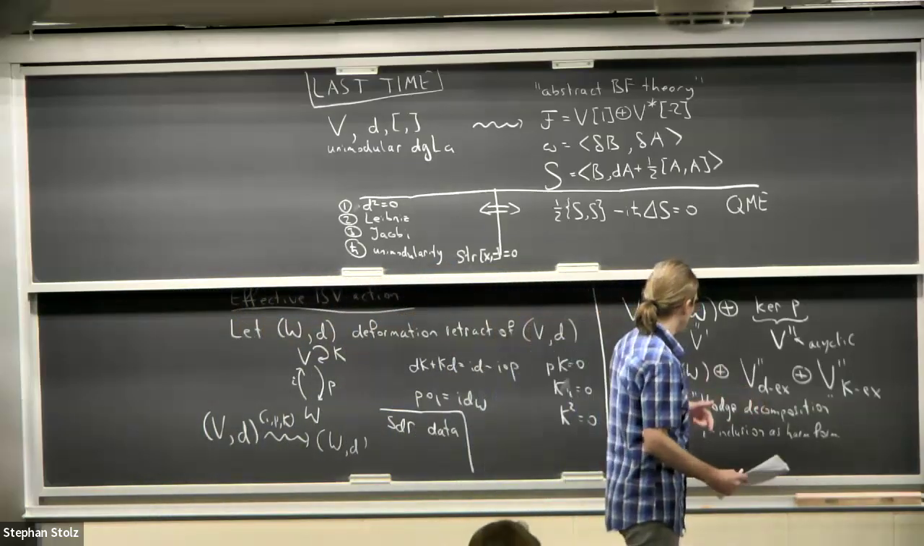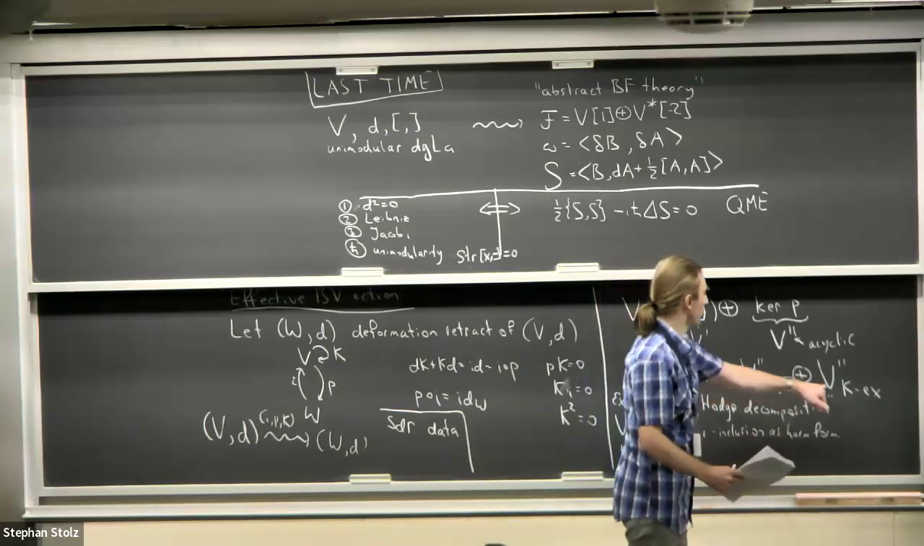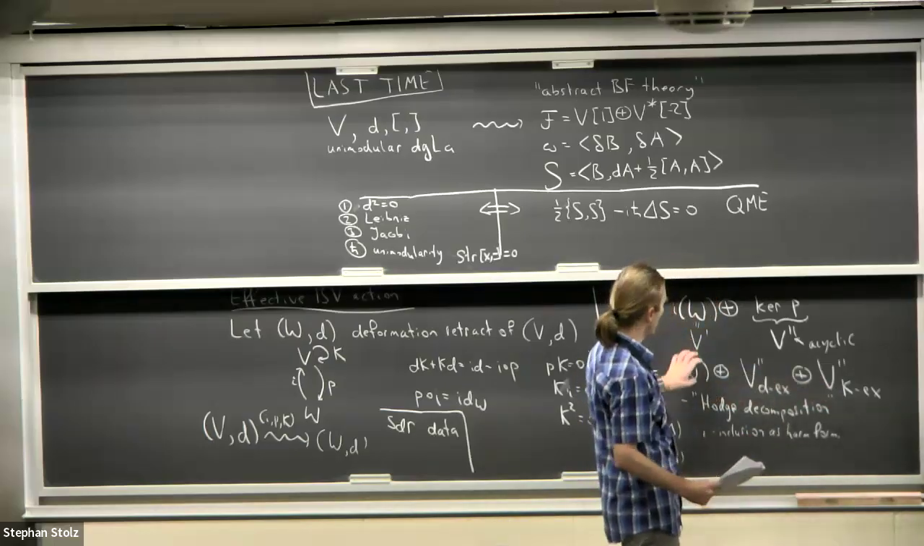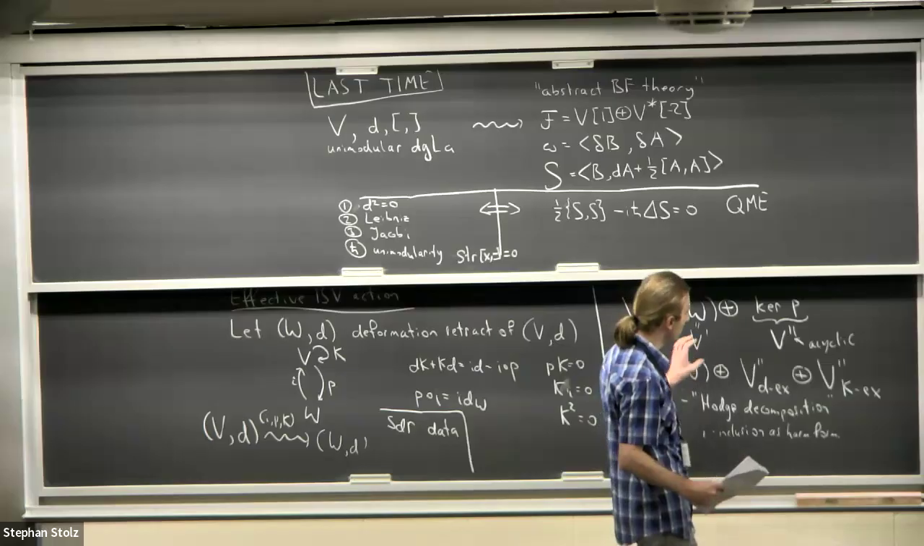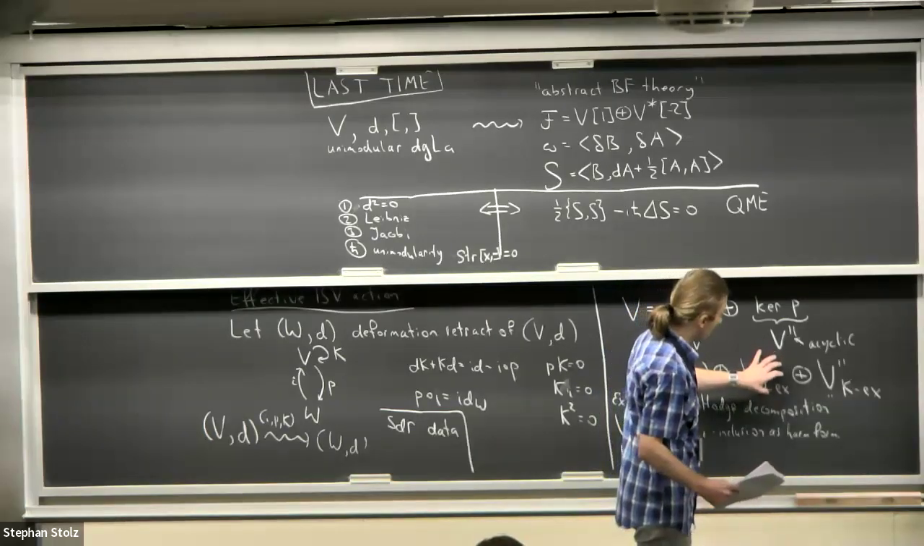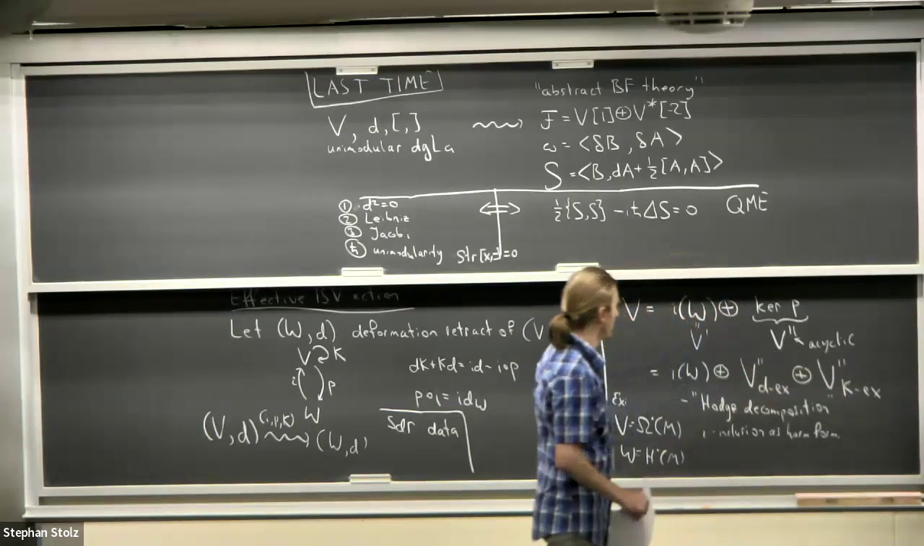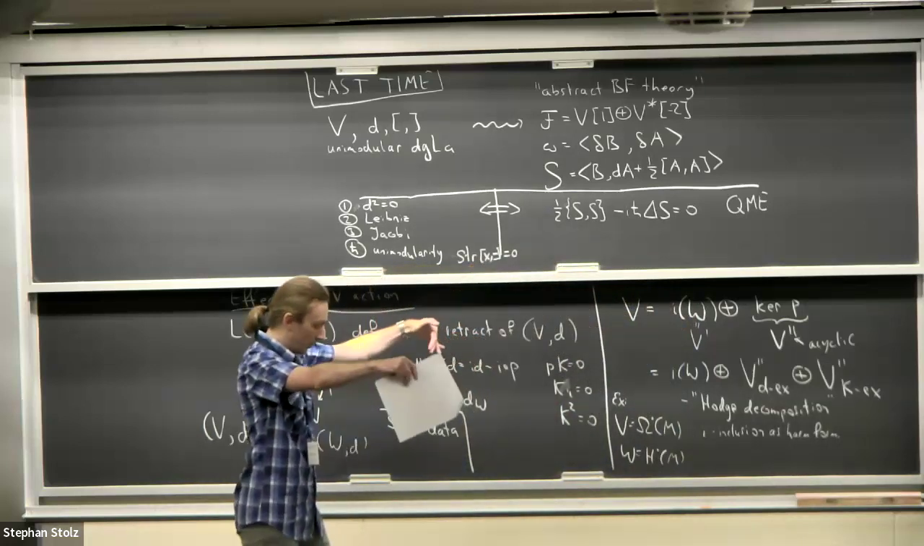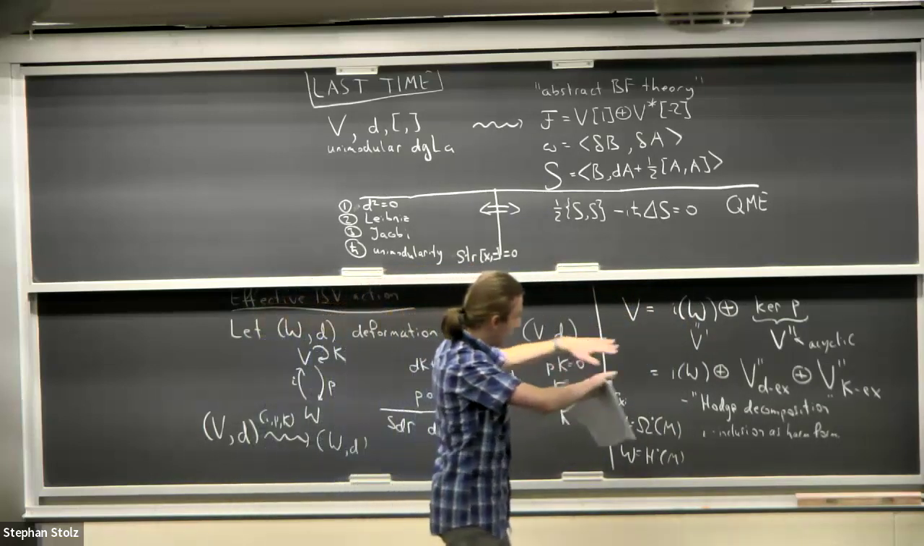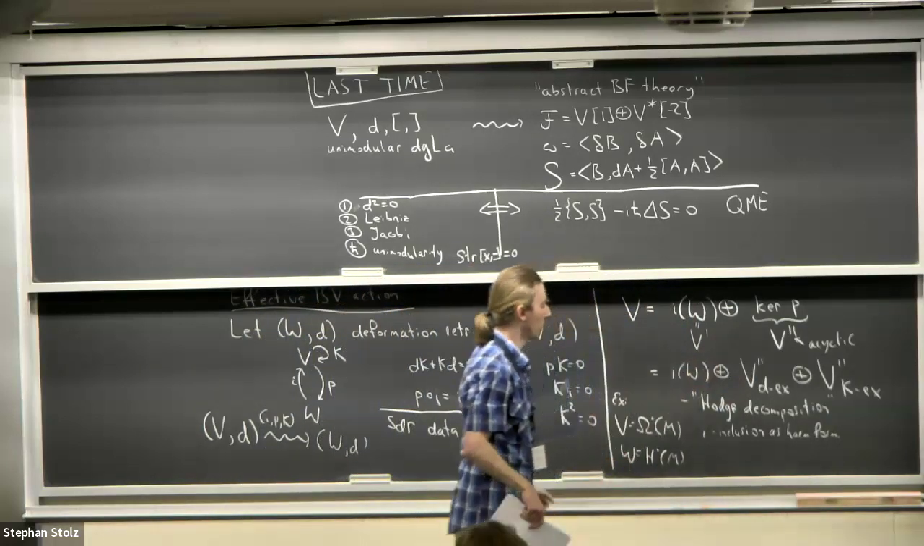Then this decomposition will be literally the usual decomposition of differential forms into harmonic forms plus exact forms plus co-exact forms. So the projection takes a differential form and orthogonally projects it onto harmonic forms.